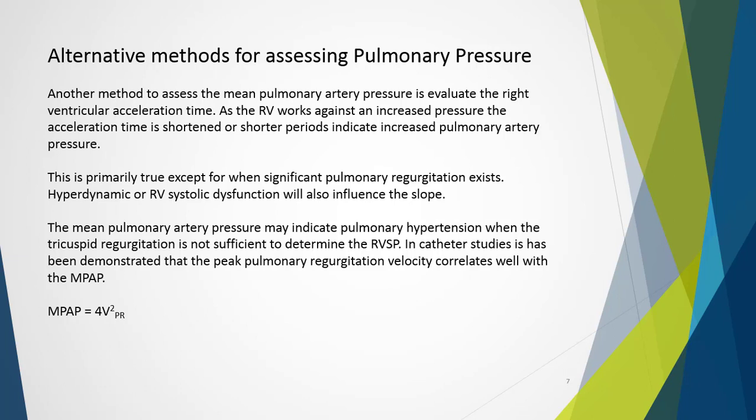The mean pulmonary artery pressure is also a useful indicator of pulmonary hypertension when the tricuspid regurgitation is not sufficient to determine the right ventricular systolic pressure. In catheter studies, it has been demonstrated that the peak pulmonary regurgitation velocity correlates well with the mean pulmonary artery pressure. The mean or average pulmonary artery pressure can be simply represented as 4V squared of pulmonary regurgitation.